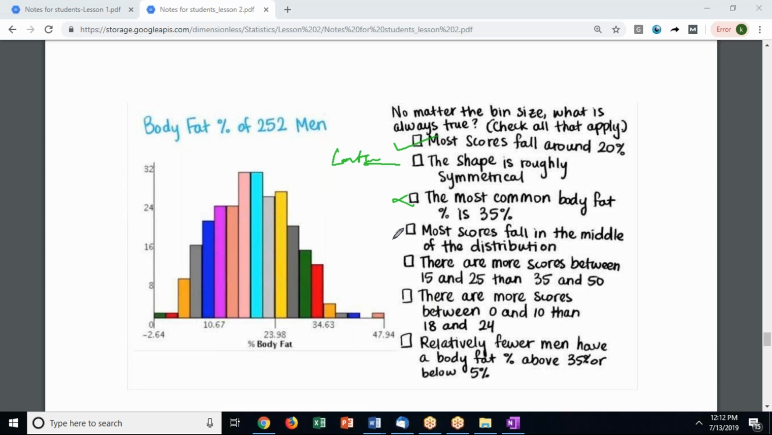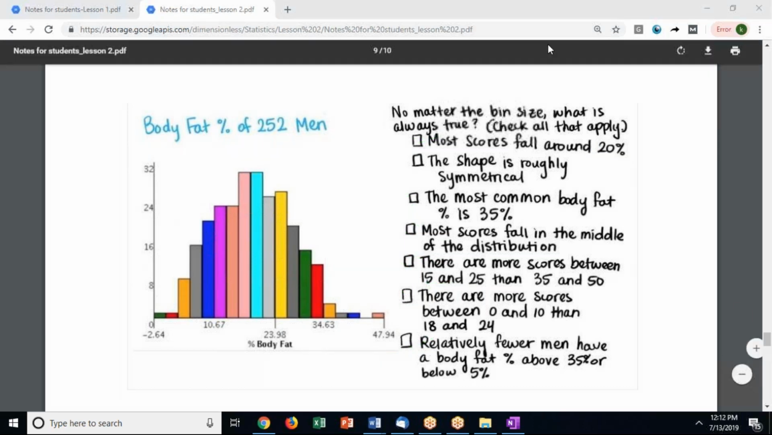Yeah, as of now it's true, and even if I collate data, it seems like only the third is false. Second, we don't know. Fourth seems true: more scores between 15 and 25 than 35 and 50. More scores between 0 and 10 than 18 and 24? That's false. Fewer men have a body fat percent above 35, so that's also true. So first and second, I don't know. Third is false. Fourth is true for sure, fifth is true for sure, and seventh is true for sure. The second one we'll check with an applet and try to confirm it.